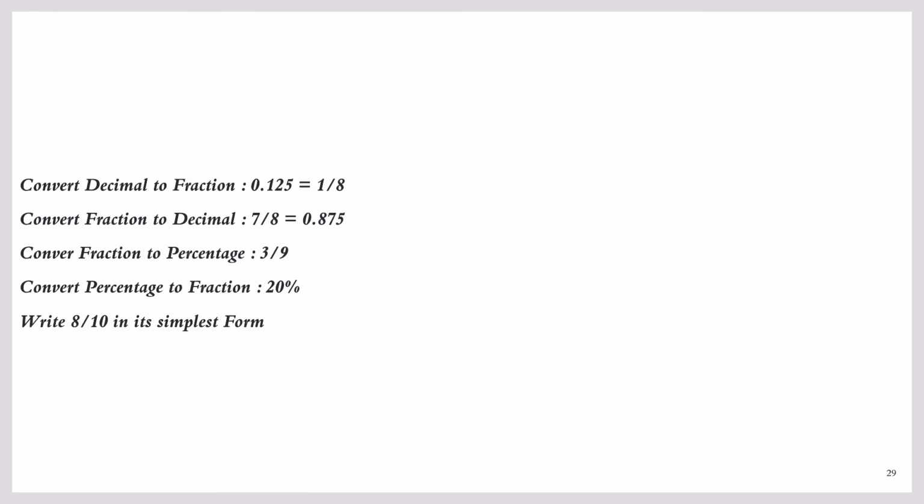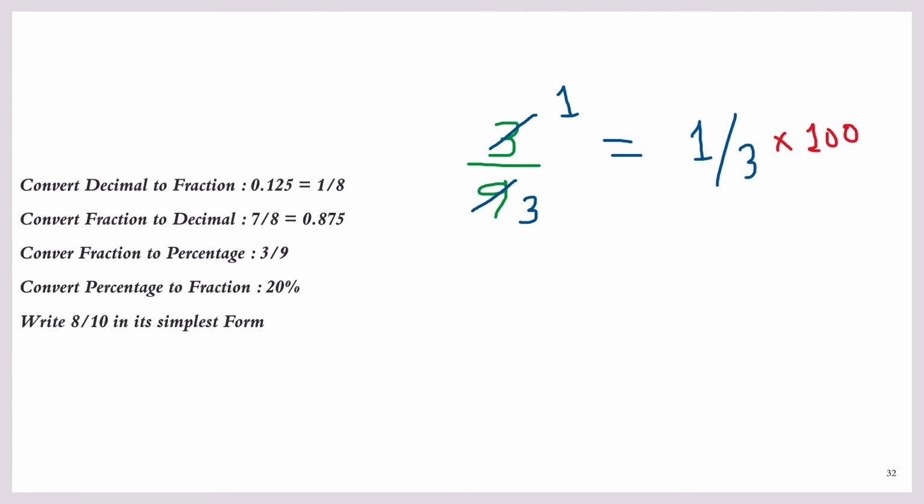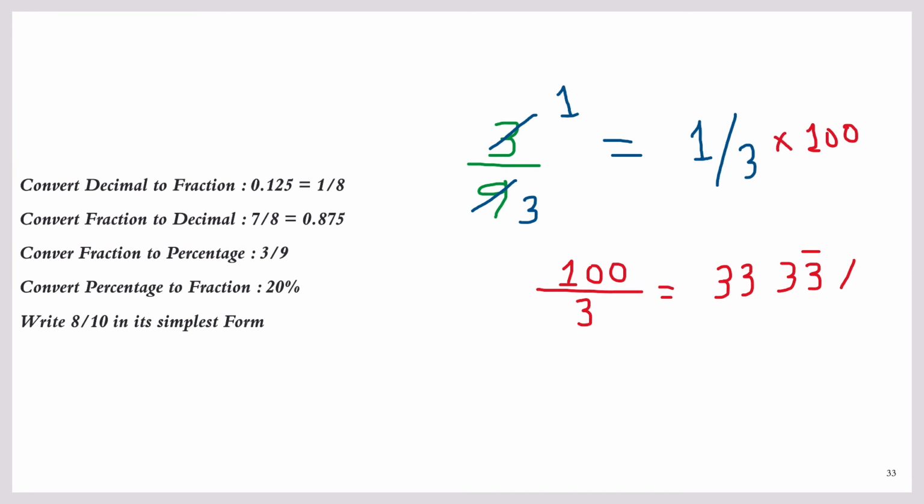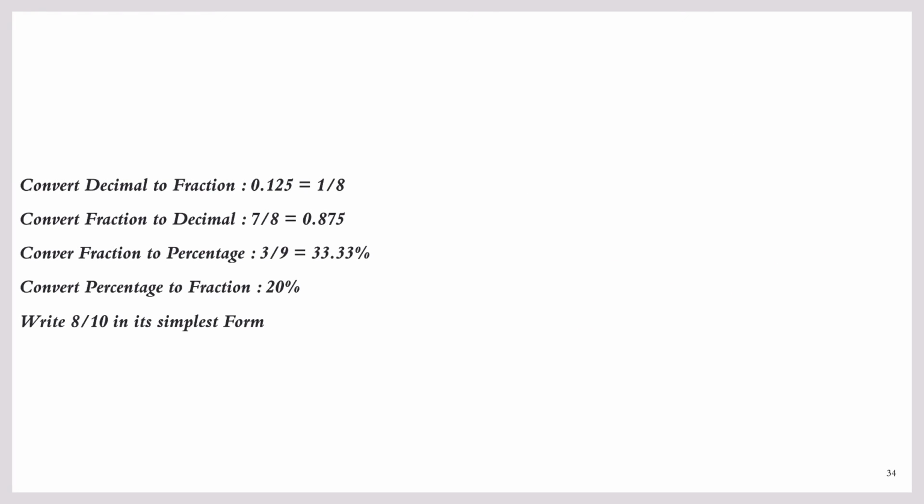Next up, we have converting fractions to percentages, 3 over 9. First, since we can simplify it, we are going to simplify it as 1 over 3, as 3 times 1 is 3 and 3 times 3 is 9. And since we are going from fractions to percentages, we are going to multiply by 100. That is, it becomes 100 divided by 3, which is 33.33 with a recurring sign, percent. So it becomes 33.33 recurring percent.